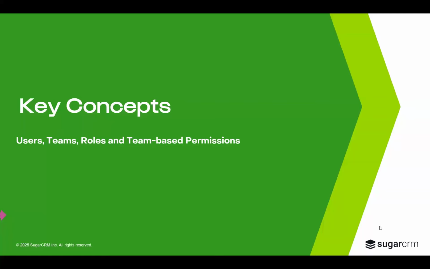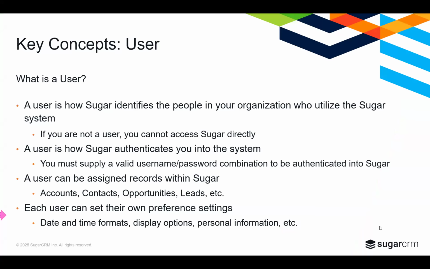So a user is identified out of all the people in your organization, those are the ones that are going to be using Sugar, right? Now, you may have employees in your organization that are not going to be using Sugar, and we actually call those people in Sugar employees, okay? A user is an employee, but not all employees are users, okay? A little logic from college there.